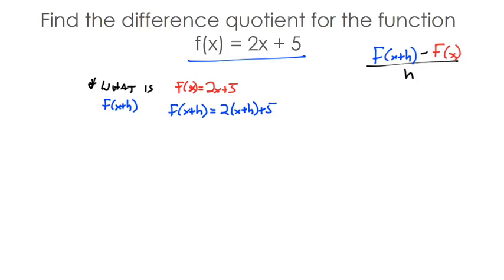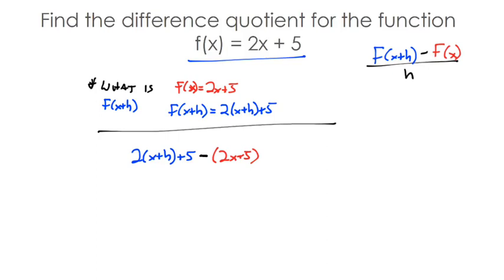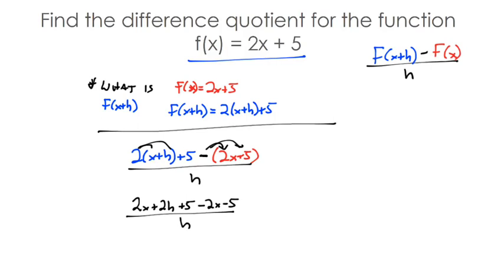So let's just substitute in everything that we know. I'm going to do f of x plus h, and I'm going to subtract f of x, but you've got to be careful, we're subtracting the whole thing, so I'm going to use parentheses, and that's going to be all over h. Okay? Now let's do some simplifying. I'm going to start by distributing right there. So I have 2x plus 2h plus 5. I'm also going to distribute that negative there to make that minus 2x minus 5, and that's all over h.